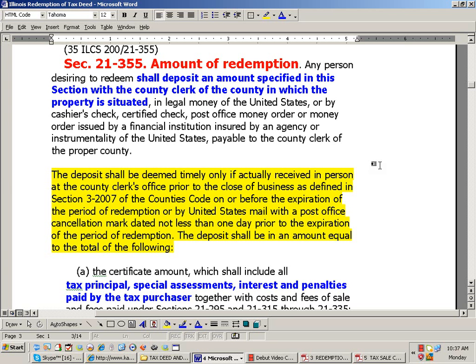355. Okay. Any person desiring to redeem shall deposit an amount specified in this section with the county clerk of the county in which the property is situated, in legal money of the United States, or by cashier's check, certified check, post office money order, payable to the county clerk of the proper county. It's just legal money of the United States.